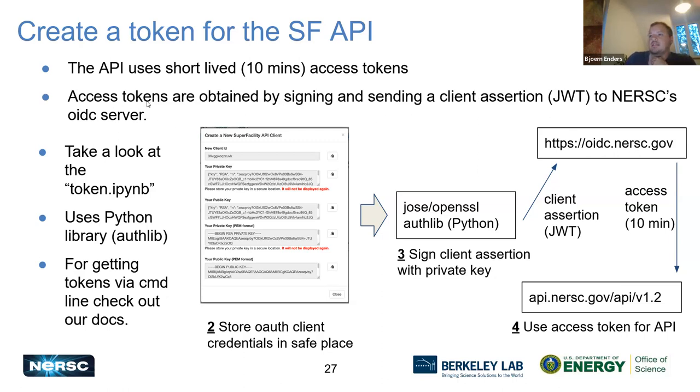You get the tokens by signing and sending a client assertion to NERSC's OIDC server. In the Jupyter notebooks that you just downloaded, you should see a notebook called token. In this notebook, we will use the authlib Python library to do all these bits. You get where the client assertion is being created and sent to the OIDC server, and you get an access token in return.